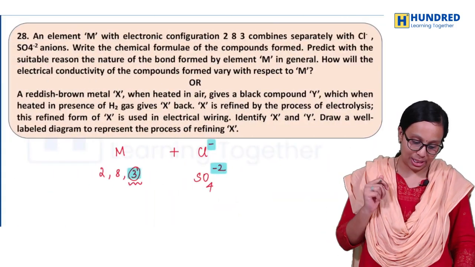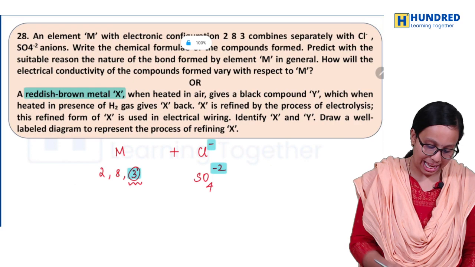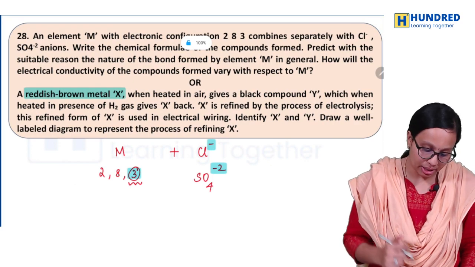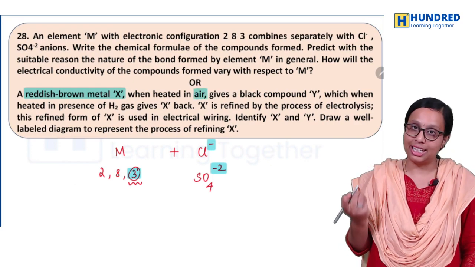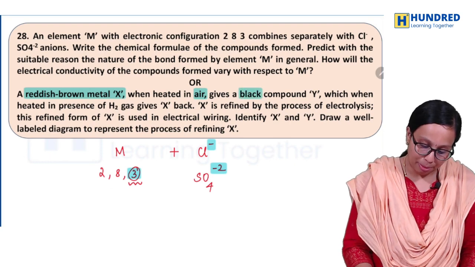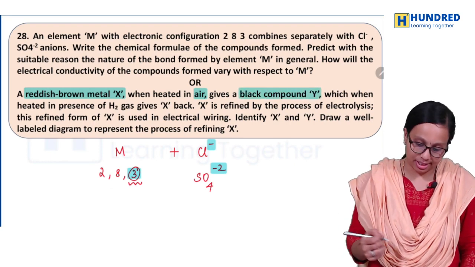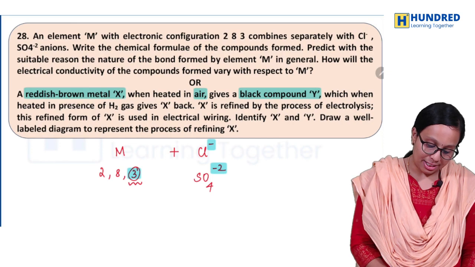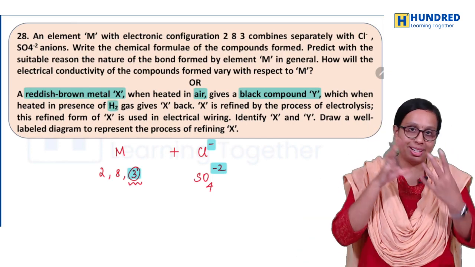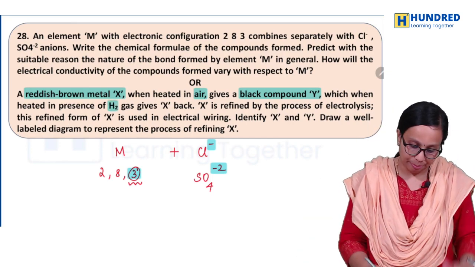Next question is an easy question. Reddish brown metal X. Reddish brown metal is copper. It's heated with air, so it's reacting with oxygen and giving a black compound Y, which is copper oxide. Which is then heated in the presence of hydrogen. Again, copper oxide, when it's reacting with hydrogen, you'll get copper.